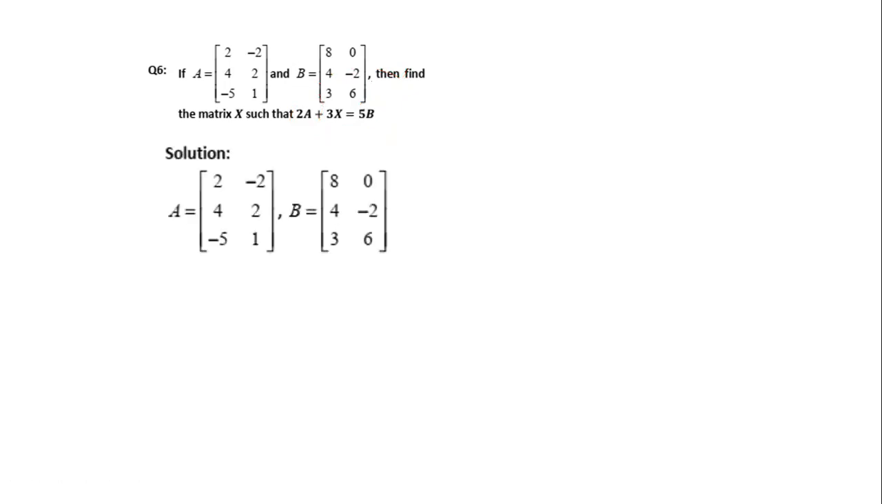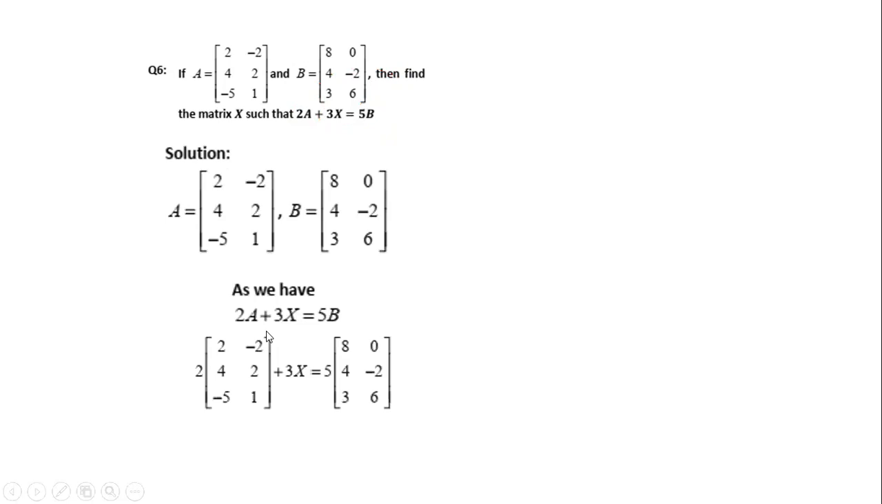Okay, so A and B are two matrices that are given. And we are given this equation as well. You see, 2A plus 3X is equal to 5B. Now, as I have said, just replace the values of the given matrices A and B. This 2 will remain the same. A is the value of A which is given, plus 3X. We are not given the value of X, so leave it, and on the right there is 5B.